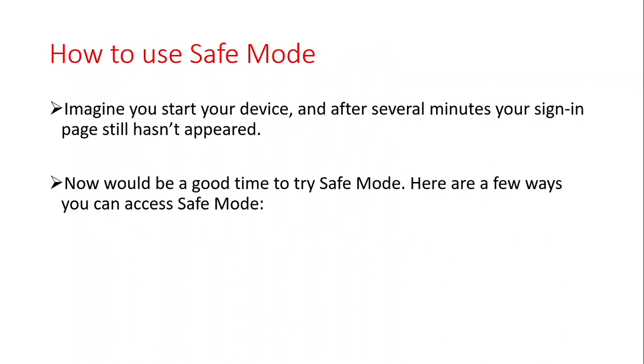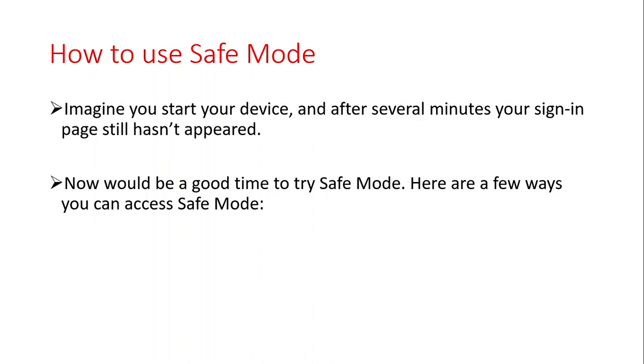So guys, how to use safe mode? When do we need to use safe mode and how can we enter into it? For example, you have started your device and it's been a long time but you're unable to see the sign in page on your screen. You have been waiting for the sign in page for a long time but you can't see it. So this would be a good time to try safe mode, and here are a few ways that you can access safe mode.